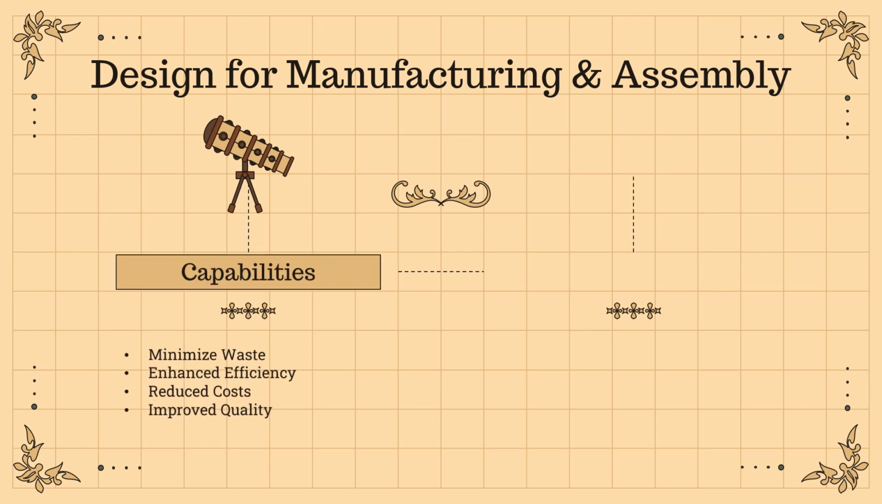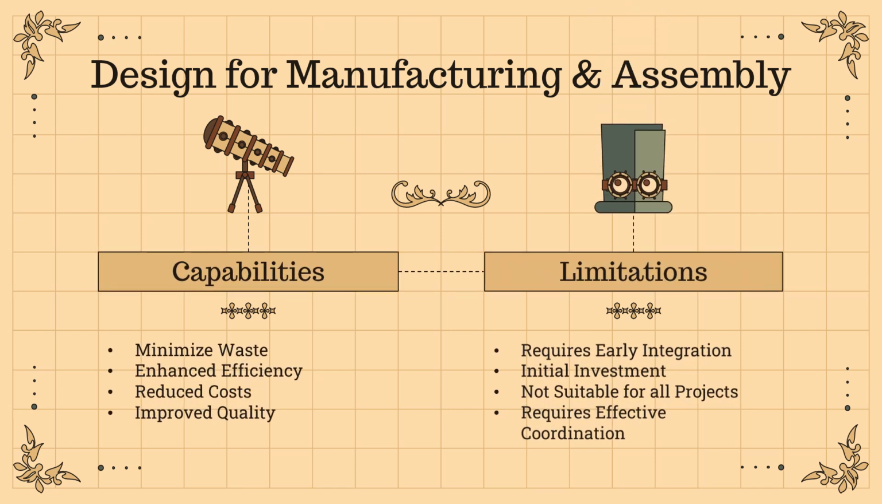Some capabilities of DFMA include that it minimizes waste, enhances efficiency, reduces costs, and improves quality because there's a heavy focus on designing the product in a way so that manufacturing and assembly are as easy as possible. Some limitations include that it requires heavy early integration, heavy initial investment, it's not suitable for all projects, and requires effective coordination between every step of the manufacturing process.